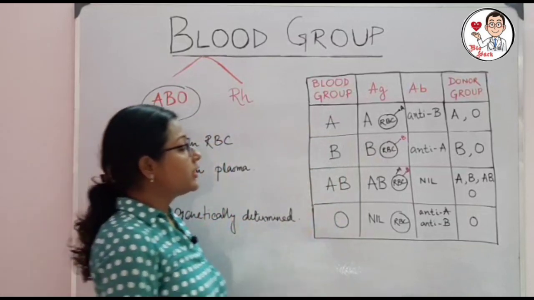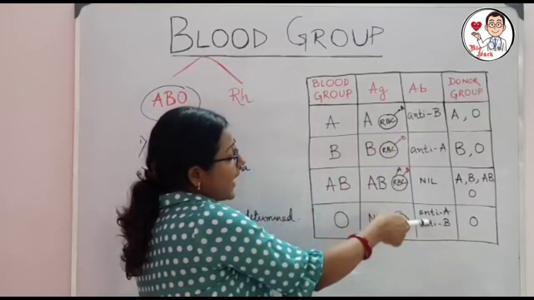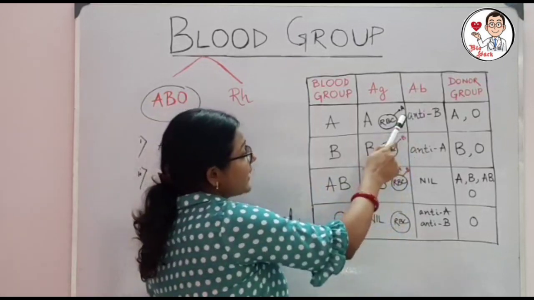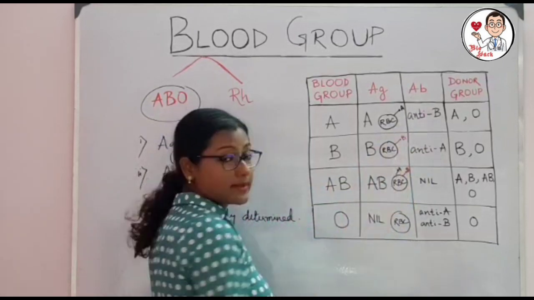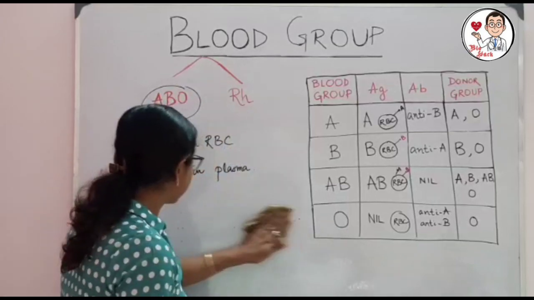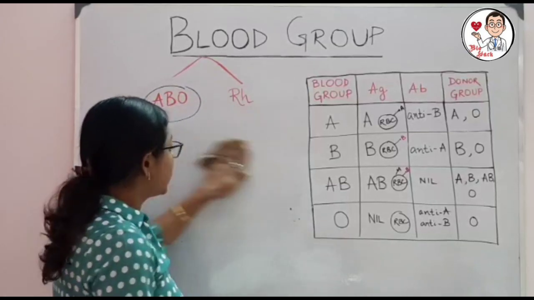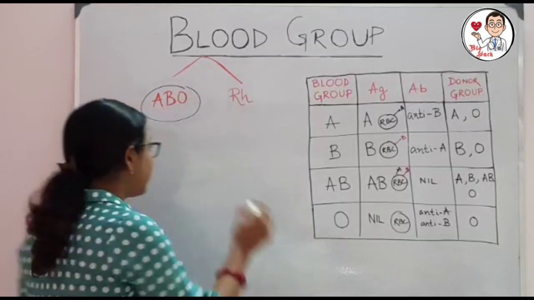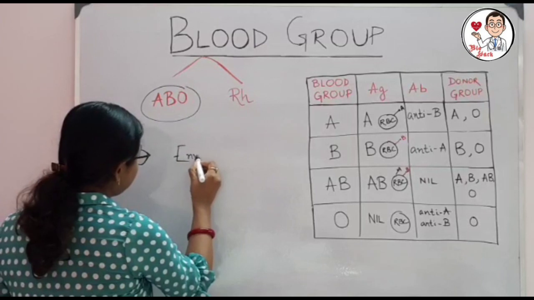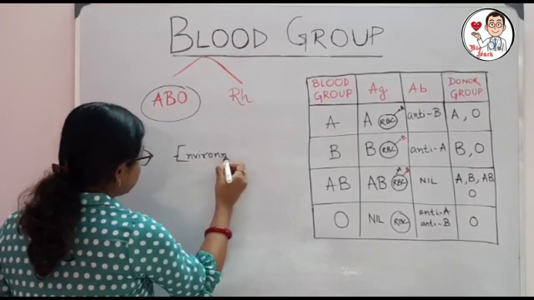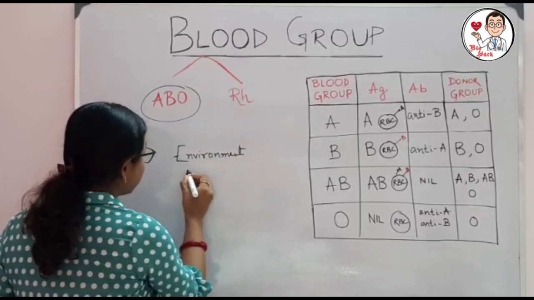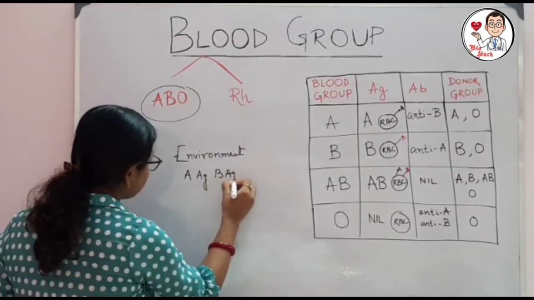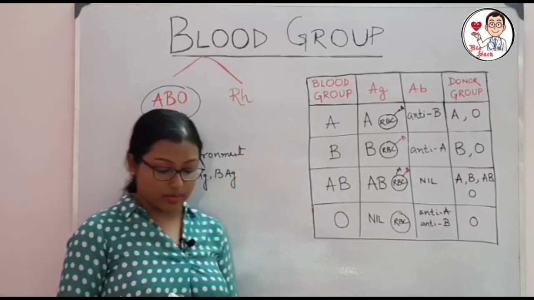Now, the second doubt here is where do these antibodies come from? Okay. And why is it anti-B, anti-A like this? Let us see this. When we take birth, after our birth, we are exposed to the environment. And in this environment, there are both A antigens and B antigens present. Both are present in the environment.